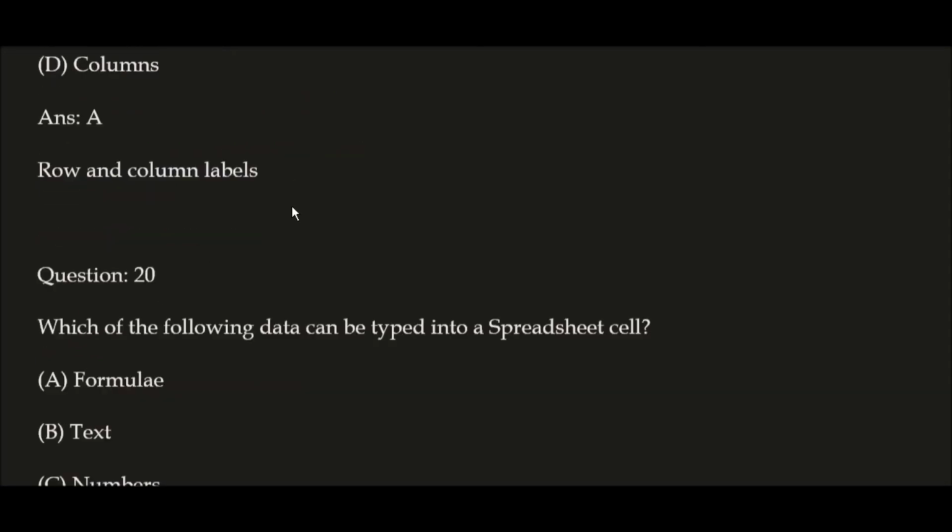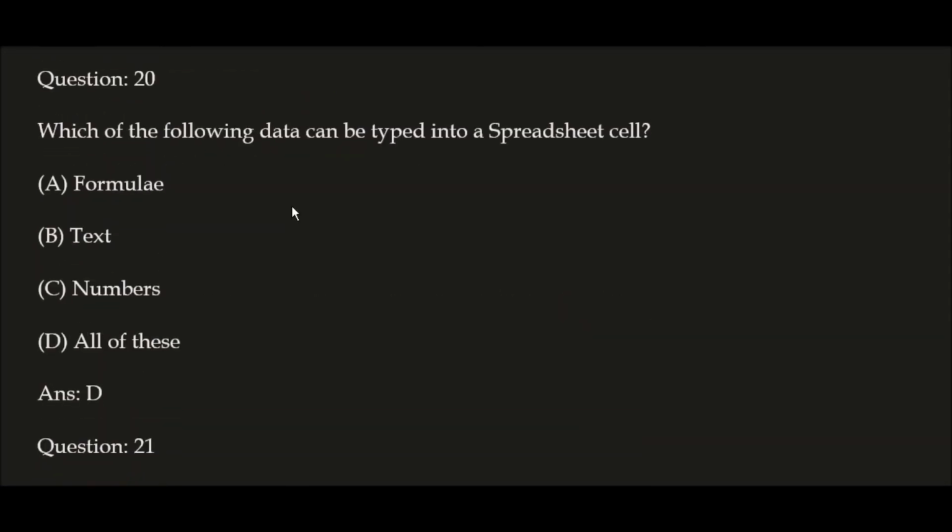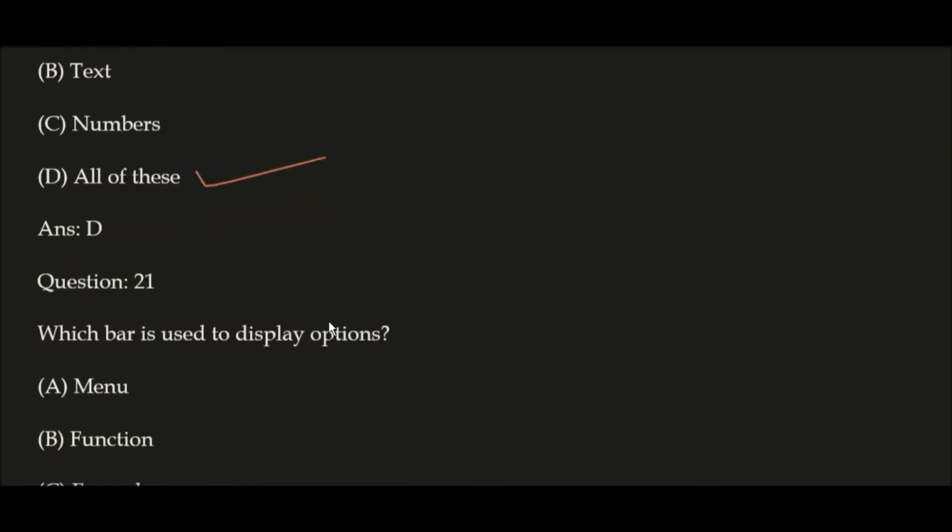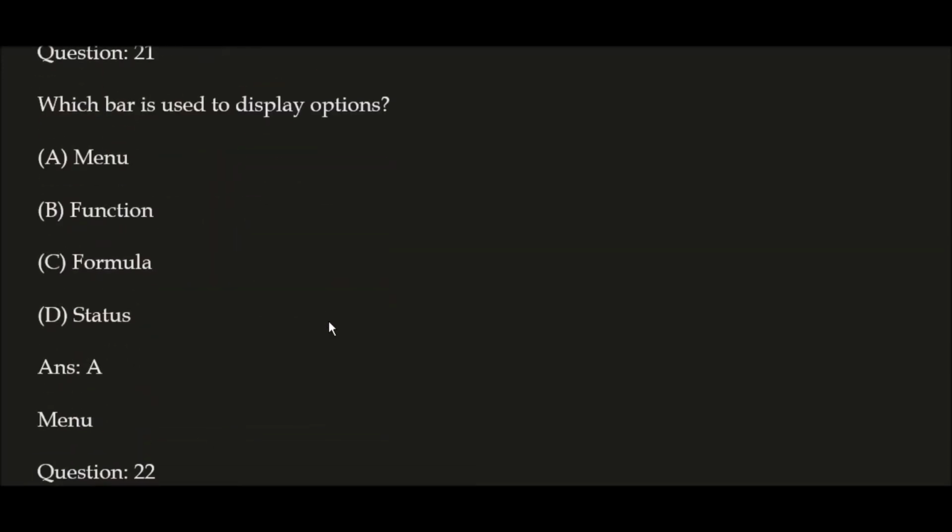Okay. Next question. Which of the following data can be typed into a spreadsheet cell? Option A formula, option B text, option C numbers, option D all of these. Correct answer is option D all of these. Okay. Different kinds of data typed into a spreadsheet cell, maybe formula, maybe text, maybe numbers. Next question. Which bar is used to display options? Option A menu, option B function, option C formula, option D status. Correct answer is option A menu. Menu bar is used to display options. Different kinds of options. Okay.